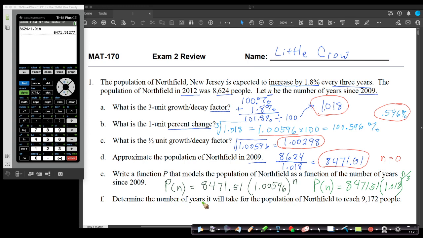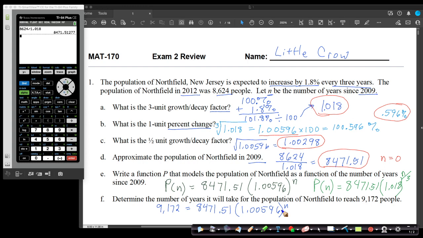So now we want to determine the number of years it will take for the population of Northfield to reach 9,172 people. So what we're trying to solve for is when will P of n, the output, be 9,172 when we start with 8471.51, and we're growing by 1.00596 raised to the n power.